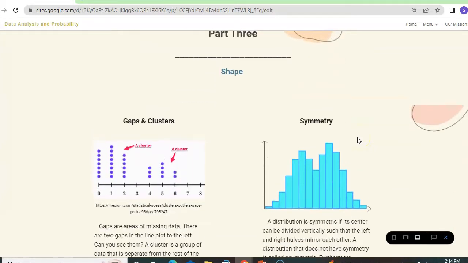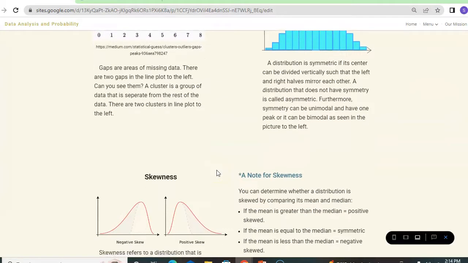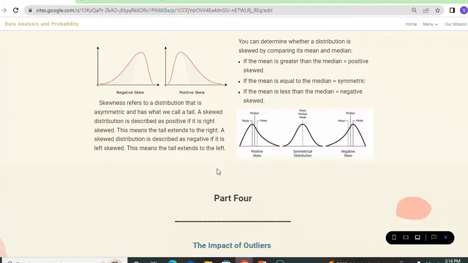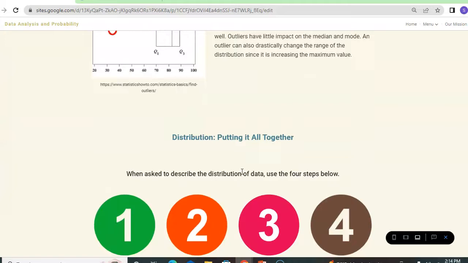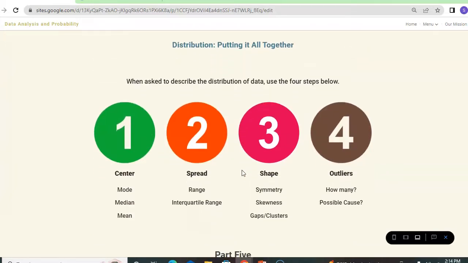Part 3 discusses the shape of a distribution, which includes information about any gaps, clusters, symmetry, or skewedness. The 4th part of the lesson discusses outliers and which statistics they impact. Then we put parts 1, 2, 3, and 4 together. To talk about the distribution, you would include information about the center, the spread, and the shape of the distribution, followed by any outliers.